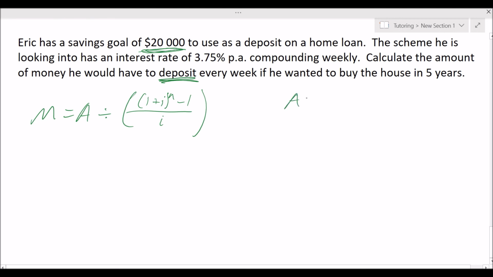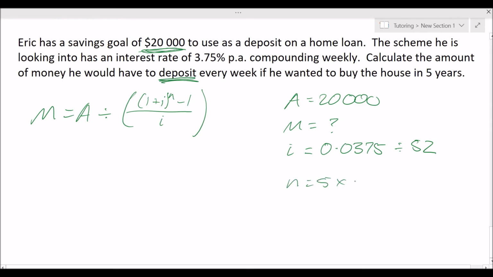Here are our variables. The future value that we want is $20,000. The regular payment is what we're trying to figure out. The interest rate is that. It's compounding weekly, so we have to divide by 52. That's another one of those don't round situations. And 5 lots of 52 weeks is 260 weeks. Pop all that into your calculator, and Eric will have to put in $69.96 every week if he wants to get to $20,000.